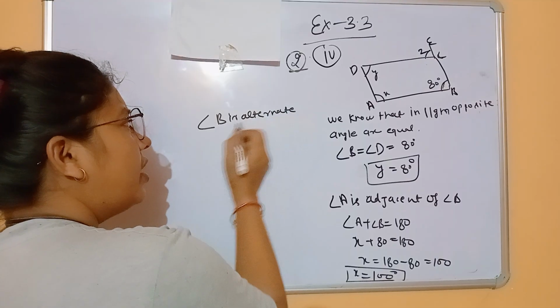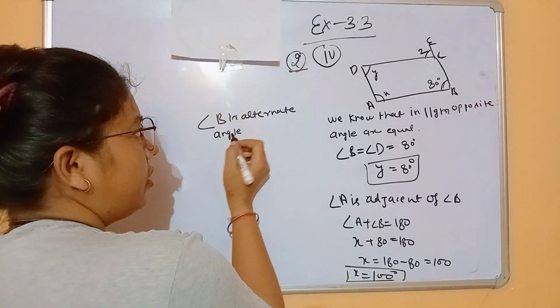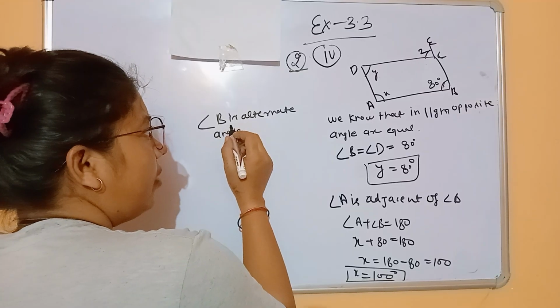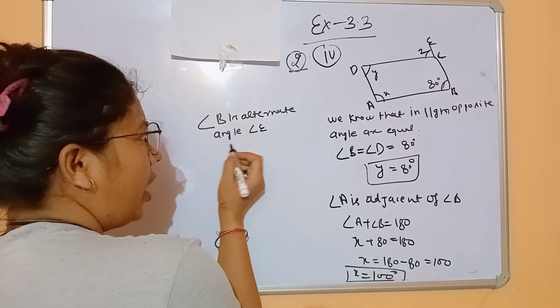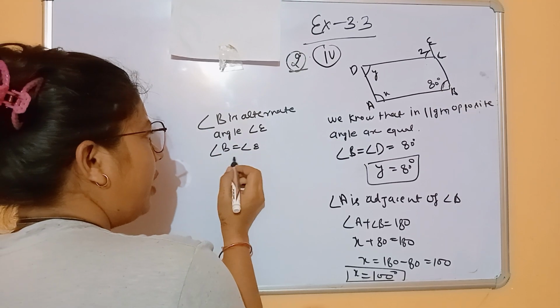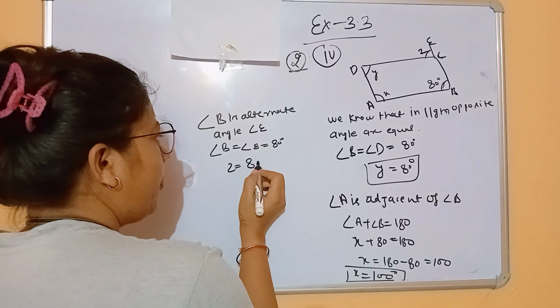If you write it in words, then it's good for your exam answer. So alternate angle B is the alternate angle of angle E. We know that by the parallelogram property, angle B is equal to angle E. So here B is equal to 80 degrees, so Z is equal to 80 degrees.